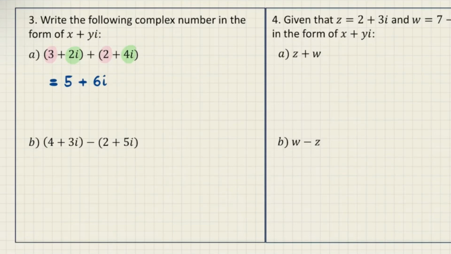And then part B. What is the answer? 4 minus 2, 3 minus 5. What will be the final answer? 4 minus 2 gives?